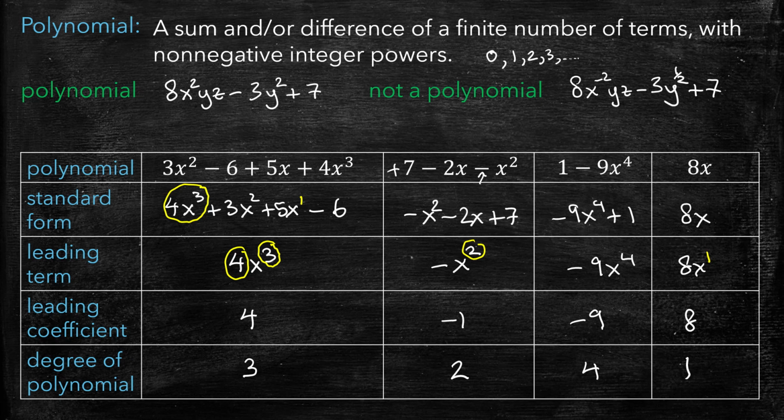And we have a few other terminologies. So trinomial. When a polynomial has 3 terms, it's called a trinomial. When it has 2 terms, it's called a binomial. And when it has 1 term, like the last one, 8x, it's called a monomial. If it has more than 3 terms, then it's just called a polynomial.